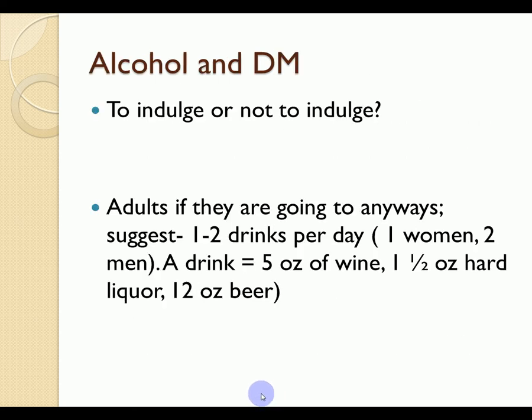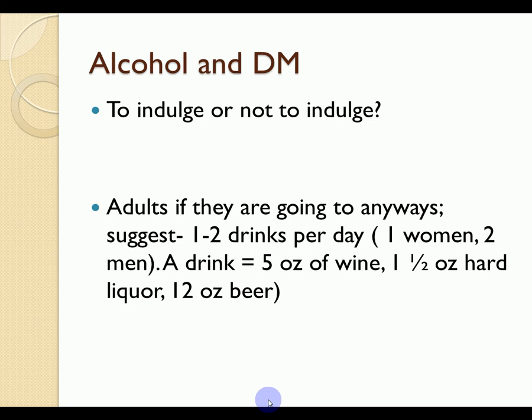What about alcohol and diabetes? To indulge or not to indulge? Well, for adults, if they are going to do it anyway, we tell them to limit it to 1 to 2 drinks per day. That would be 1 drink for women, 2 for men. Don't ask me why we're discriminating there. A drink equals 5 ounces of wine, 1.5 ounces of hard liquor, or 12 ounces of beer.